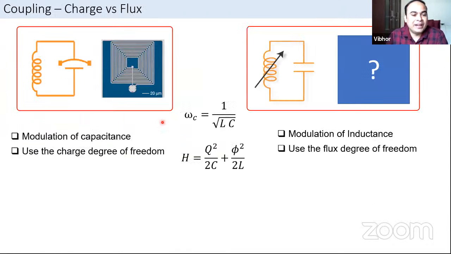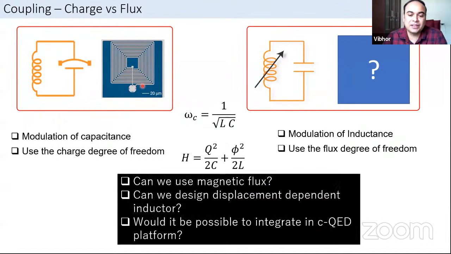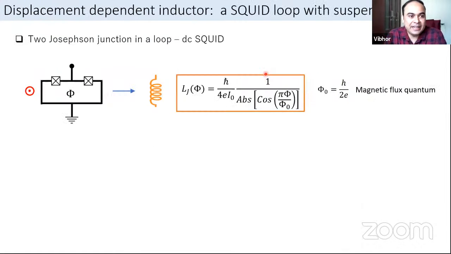Okay. While you look at the Hamiltonian for a simple LC oscillator, you have 2 degrees of freedom available to you. One is charge, another is magnetic flux, and these are conjugate variables. Okay. What we try to address in our lab is, can we use the flux degree of freedom to make a similar optomechanical system? And utilizing this idea, we want to go beyond. Okay, we want to address questions like, would it be possible to actually integrate a circuit QED platform in it? Okay, so we are looking for an equivalent circuit, but where the modulation of inductance comes from the displacement of the mechanical resonator.